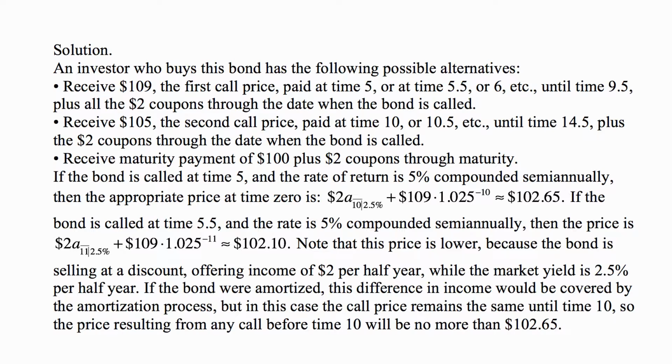Note that this price is lower because the bond is selling at a discount, offering income of 2 per half year, while the market yield is 2.5% per half a year. If the bond were amortized, this difference in income would be covered by the amortization process, but in this case the call price remains the same until time 10, so the price resulting from any call before time 10 would be no more than that 102.65.